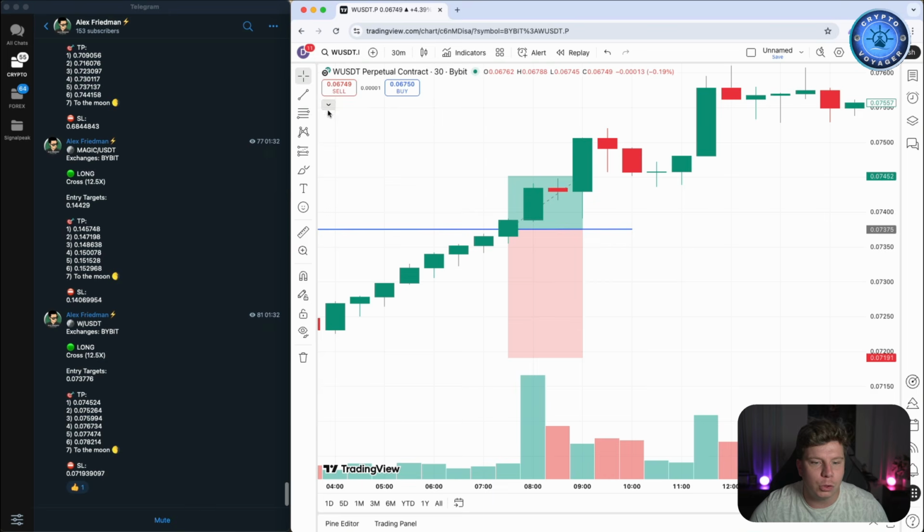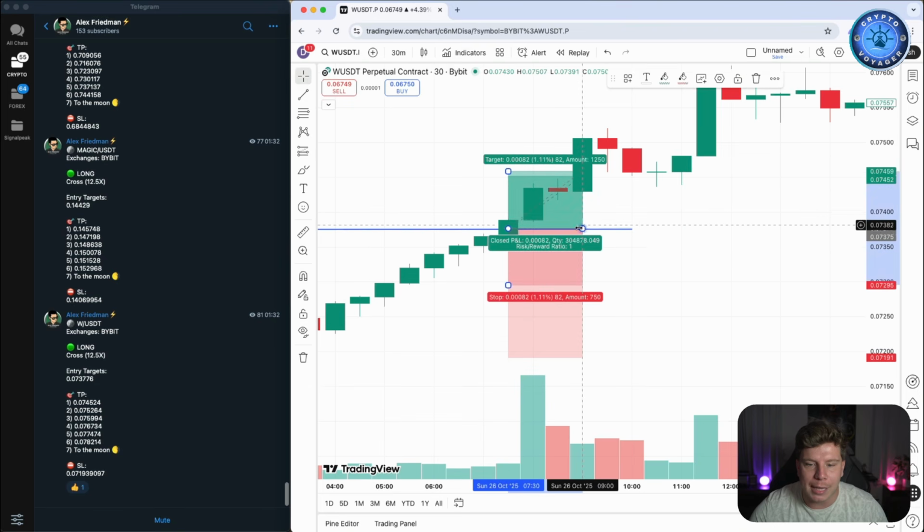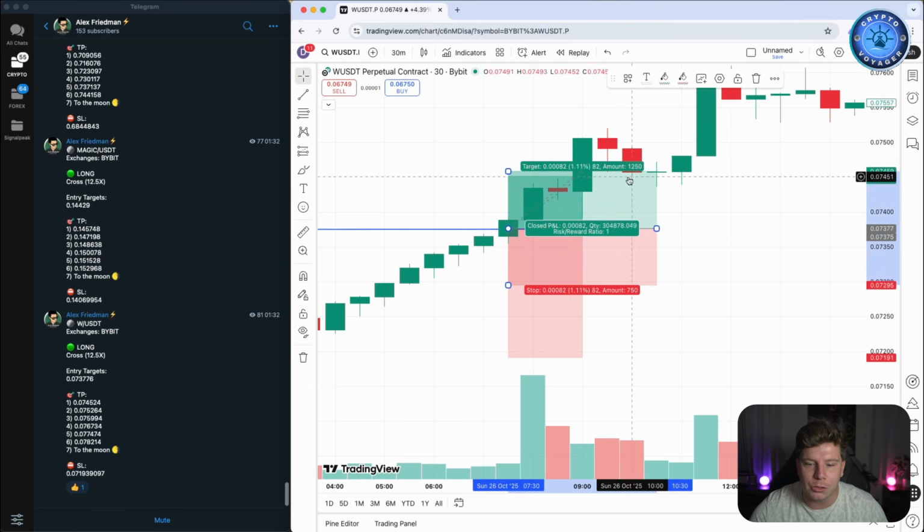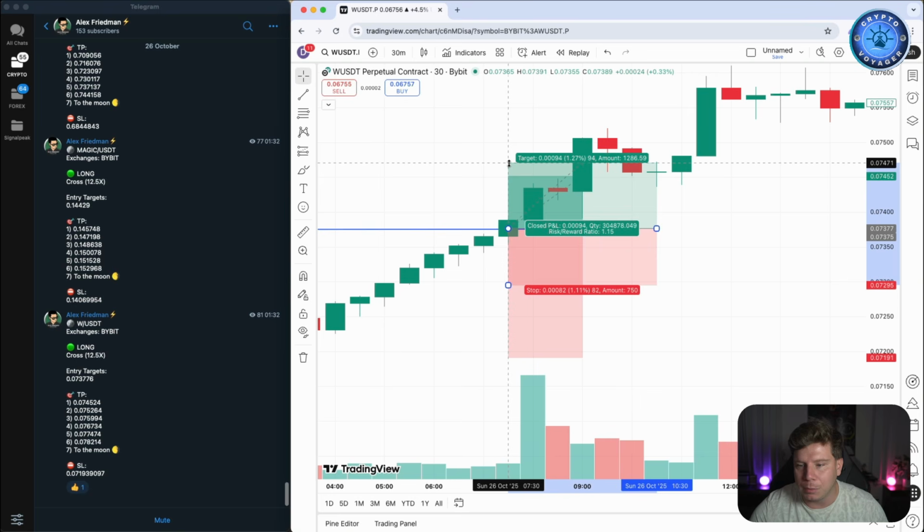If you want to go to the second one, let's draw a second long position. Same entry point. This is what I like to do. I like to have multiple versions on. We're going to go to the second one, which is 0.75264. So let's drag that up to 0.75264.